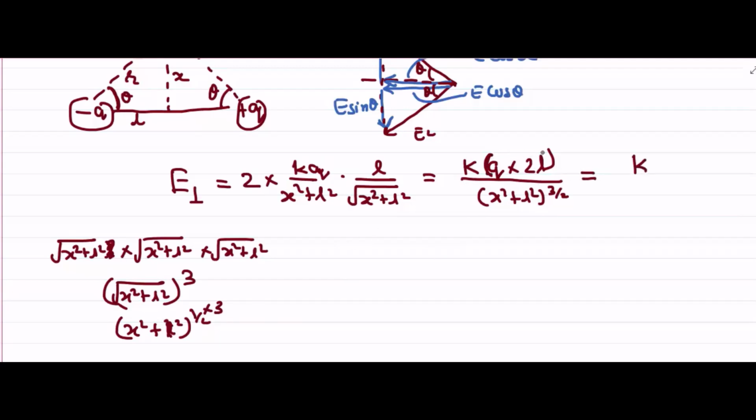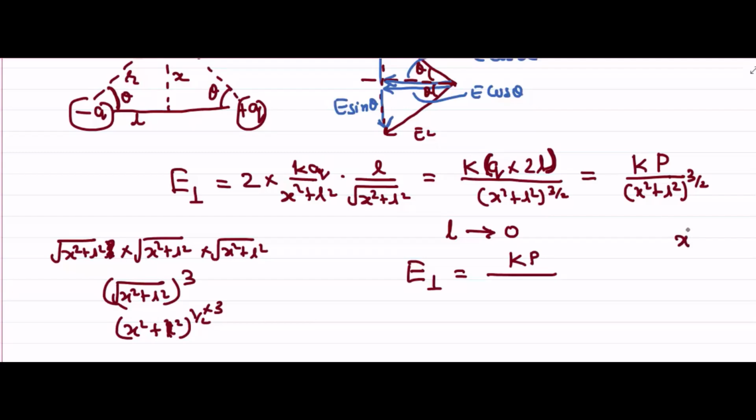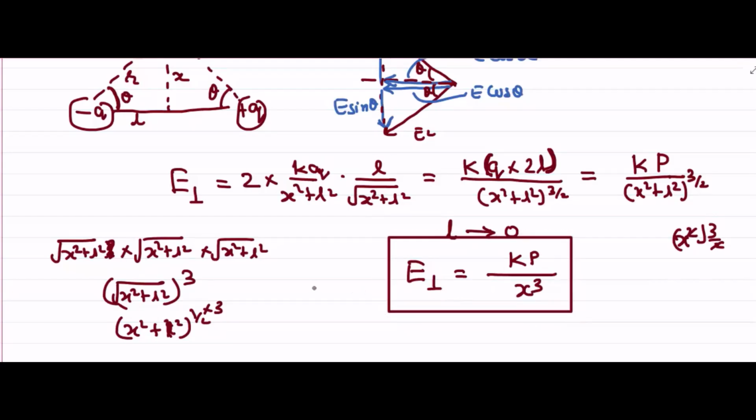Now this term in the bracket is the dipole moment, so I will write it as p upon x square plus L square raised to the power 3 by 2. As we did in the previous case, L is very small, so L will tend to 0, and therefore the magnitude of E perpendicular will come out to be kp. L is 0, so I will have x square raised to the power 3 by 2. That gives x cube, and we can take this as the magnitude of E perpendicular. E perpendicular is equal to kp upon x cube.